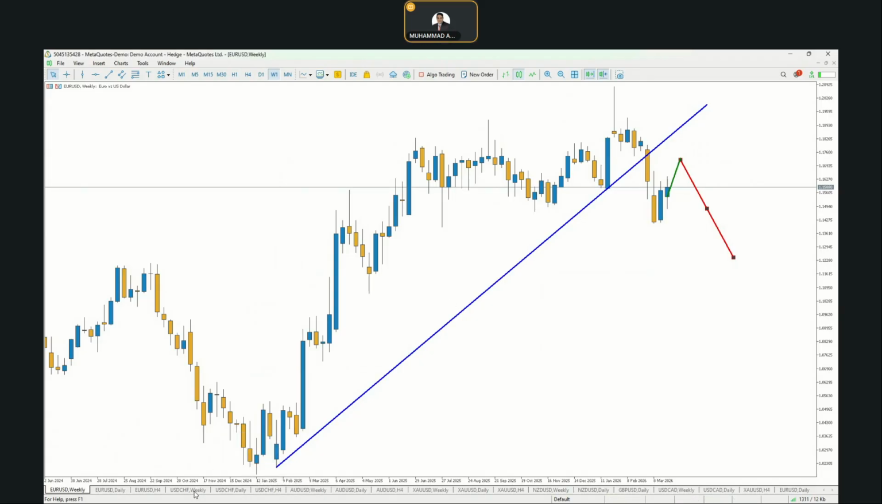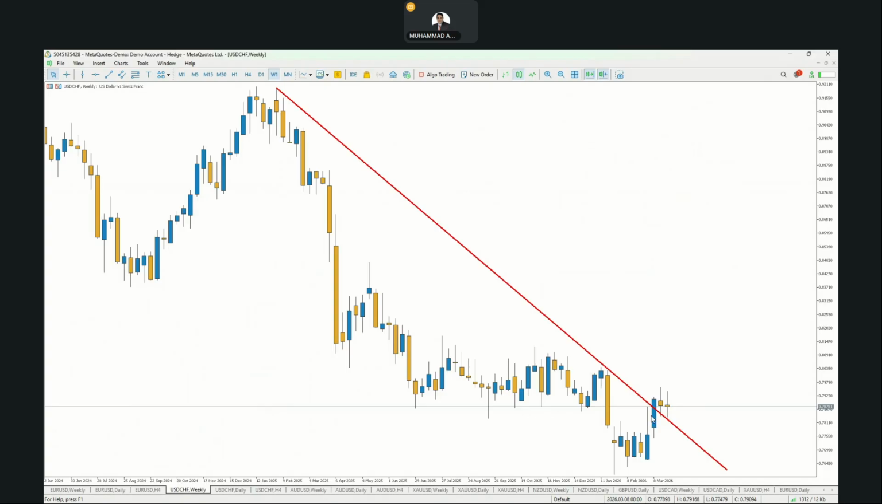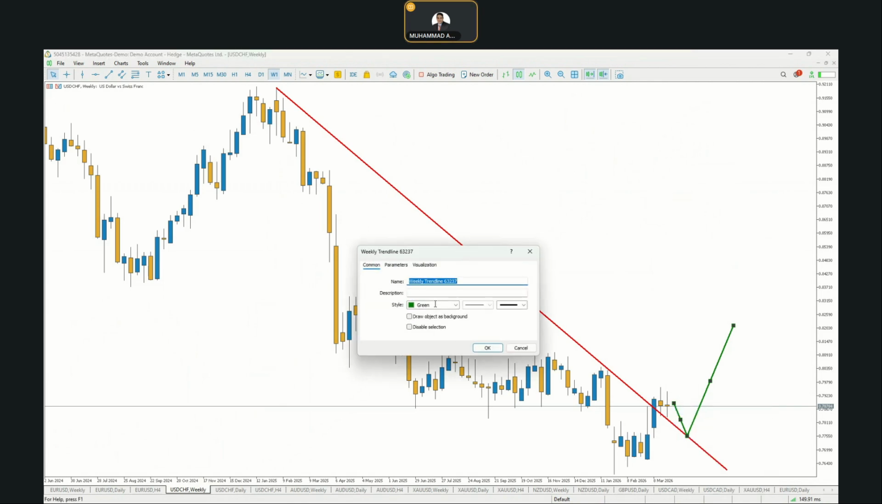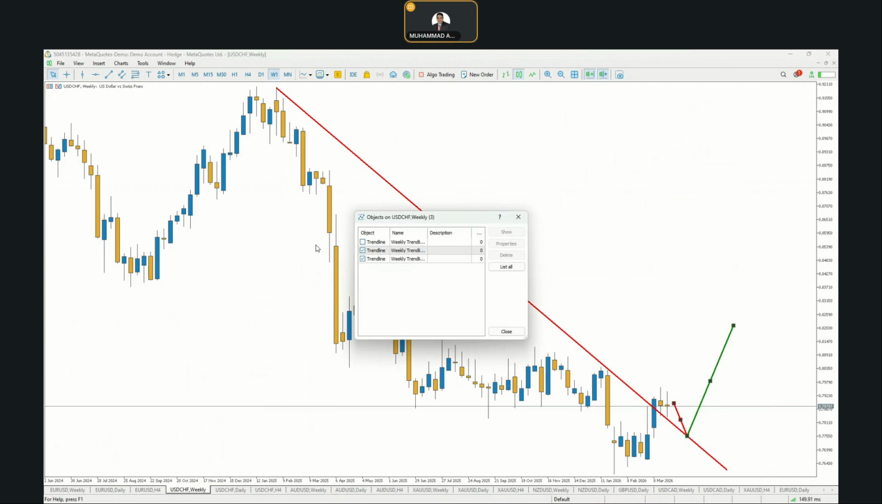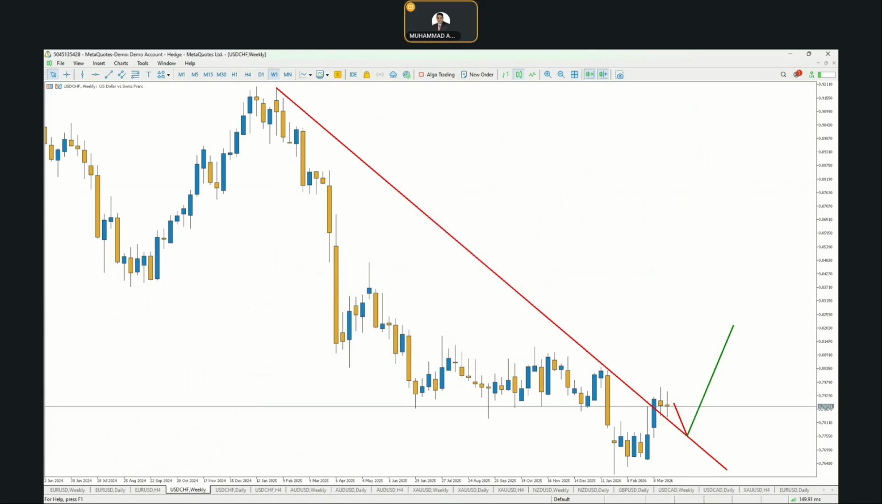Next one is the US dollar Swiss franc. Finally, we got a bullish breakout over here in the weekly time frame. This is a clear trend line break, so it's telling me that US dollar Swiss franc is probably going to retest this broken trend line. Okay, and then the market is probably going to resume the uptrend inside the US dollar Swiss franc currency pair.